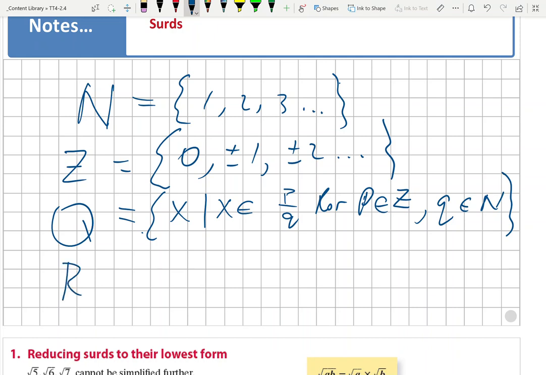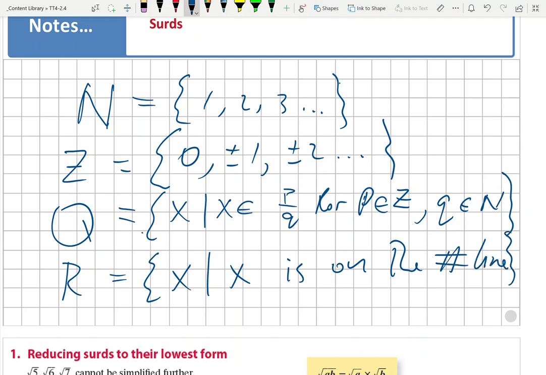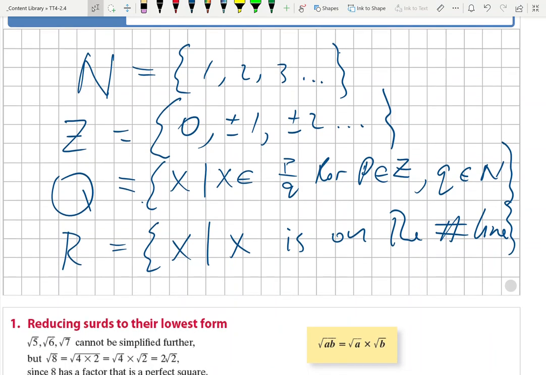Real numbers are everything on the number line. Okay, I don't really know how to do a definition. Real numbers equal x such that x is on the number line. Finally, irrational numbers. I don't think we really have a symbol for it. So we talk about p over q, or without q.